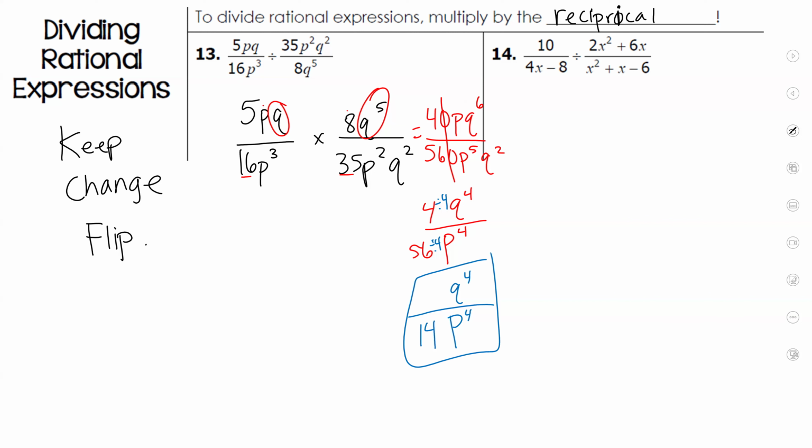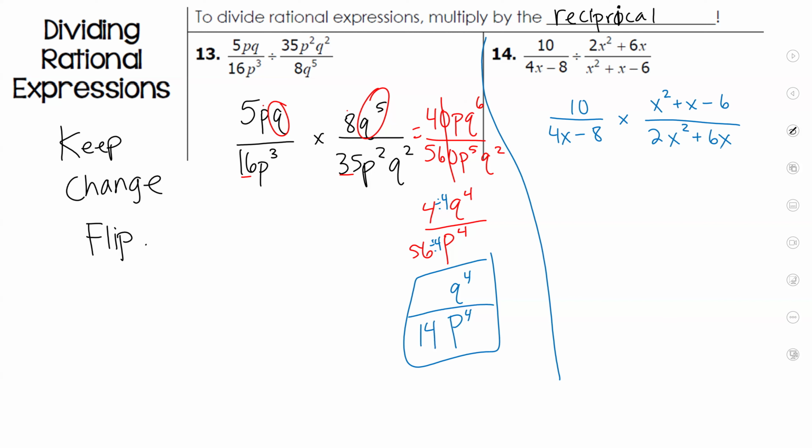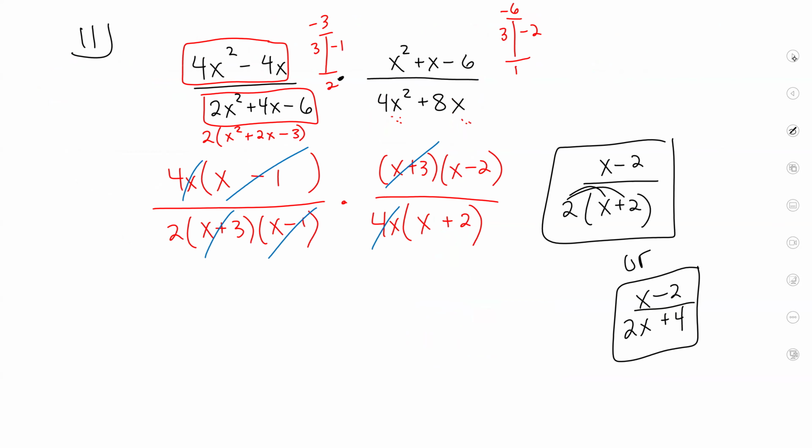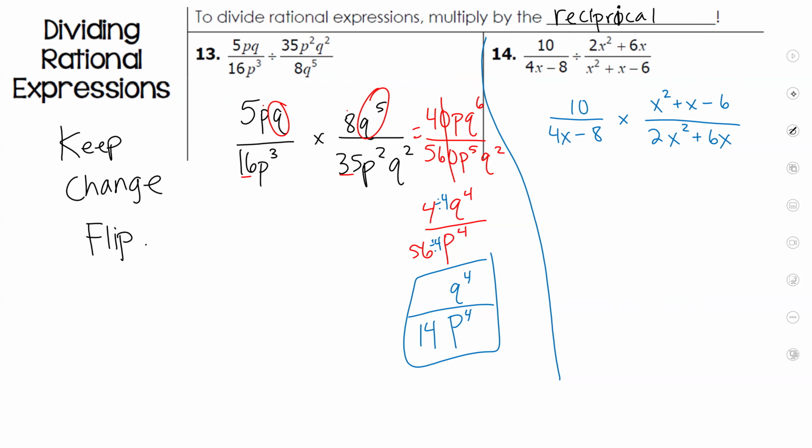Dividing, guys, same thing. For number 14, same thing. You keep the first fraction, change it, and we're going to flip this expression. And you do the same thing, factor everything out. This example becomes like this previous one that we did here. Factor everything, cancel out. I'm going to let you guys do that one.